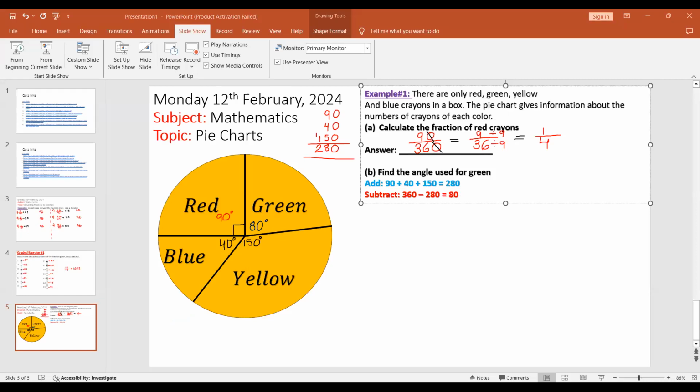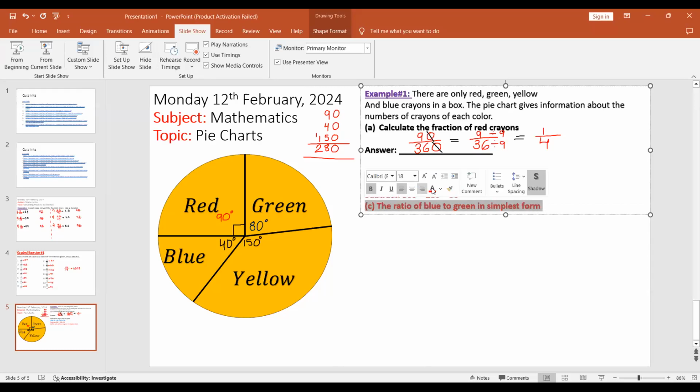All right. Okay, now we have a next question, which is not hard. They want the ratio of blue to green in simplest form. So that's what we need. How are we gonna get that? What are we gonna do for that?